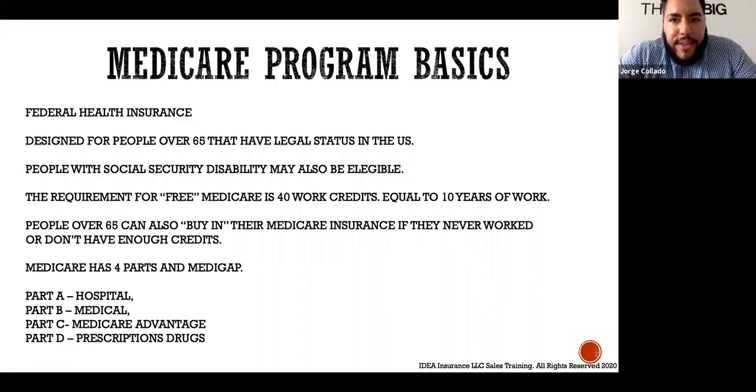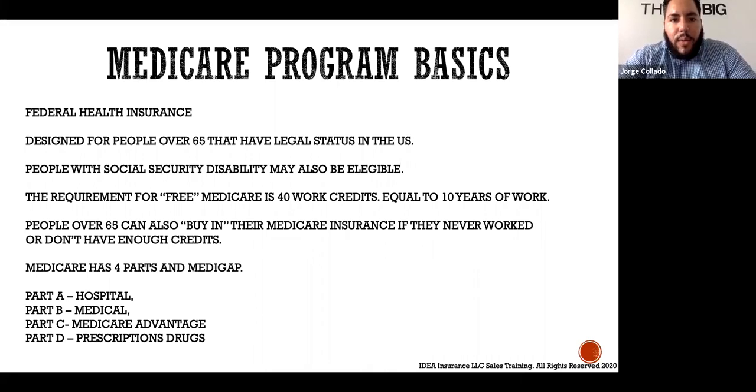So a couple of things, as you can see on the screen, what is Medicare? People don't know what Medicare is. A lot of people also confuse Medicare with Medicaid. They are actually two different programs, so it's important that you know the difference between them. Medicare is federal health insurance. Medicaid is state health insurance for low income. So we're going to talk about Medicare. Medicare is federal health insurance.